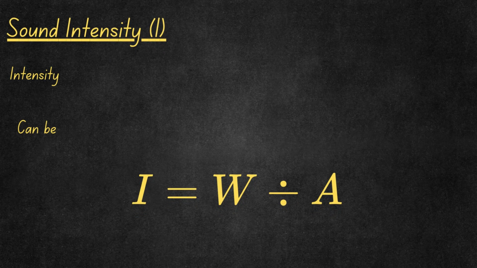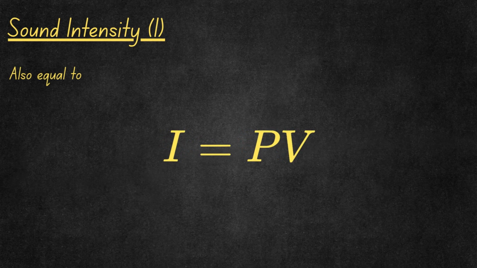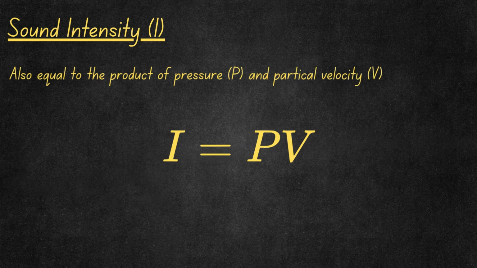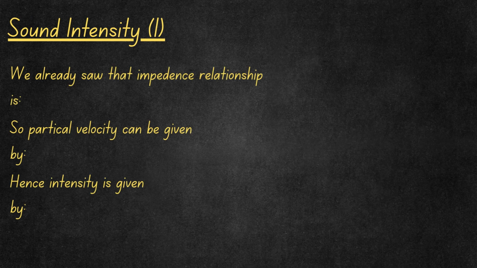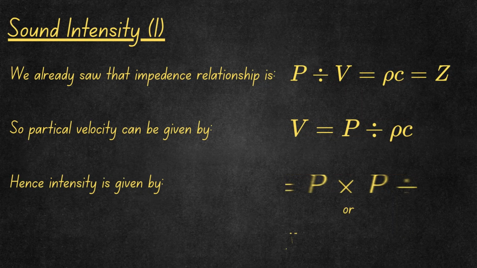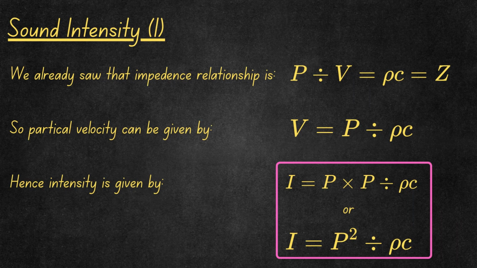Sound intensity, or loudness of a sound wave, is the amount of energy passing through a given area in a given time. Intensity can be expressed as power in watts over the area in meters squared. Intensity is also equal to the product of the pressure and particle velocity. We can derive the particle velocity from the impedance relationship we explored earlier, as demonstrated here. This relationship tells us that sound intensity is proportional to the square of the sound pressure.